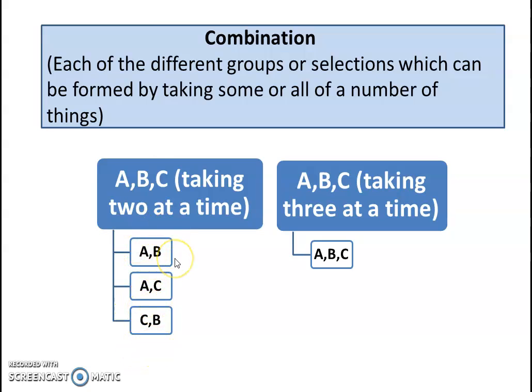Because AB and BA both are the same selection. CA and AC both are the same. CB and BC both are the same. So taking two letters at a time out of three letters, we can make only three selections. Taking three letters at a time, we can make only one combination, because in combination order does not matter. So we can take letters in any order. ABC or BCA or any order will be considered as one selection. So taking all at a time, we can make only one combination. Hope this idea of combination is clear to you.